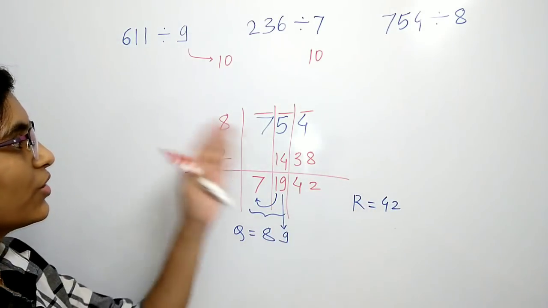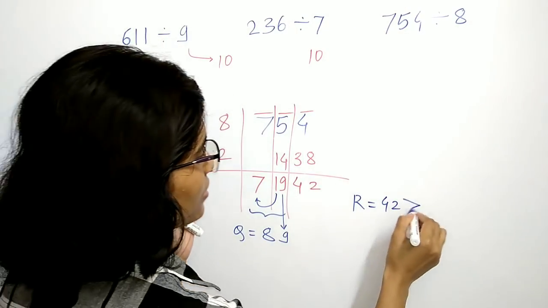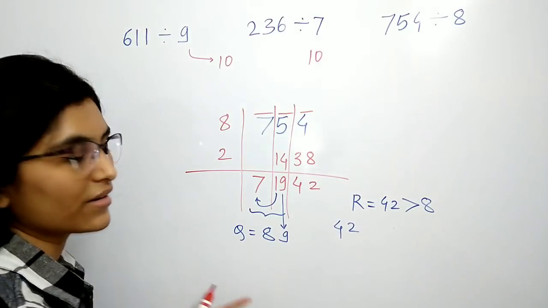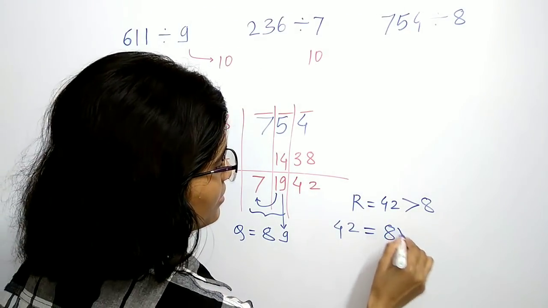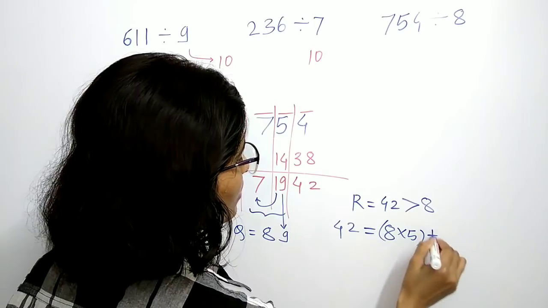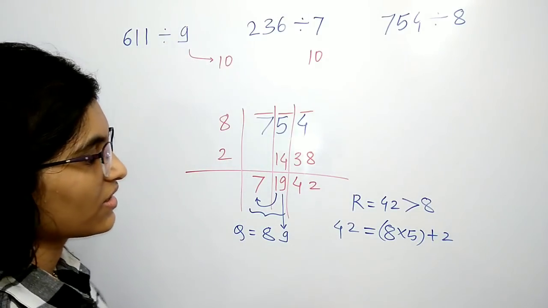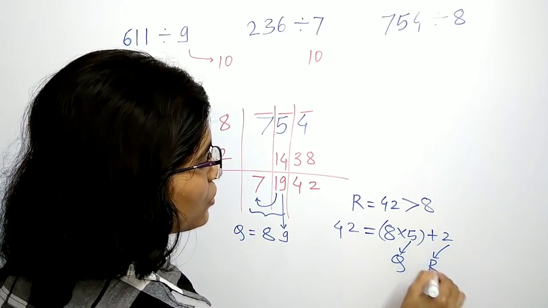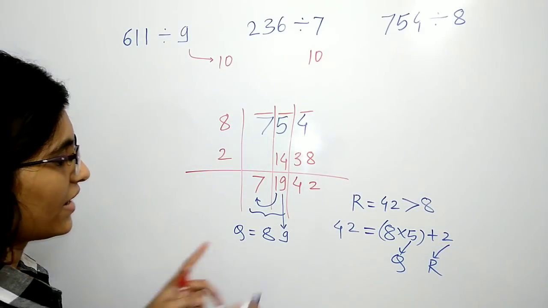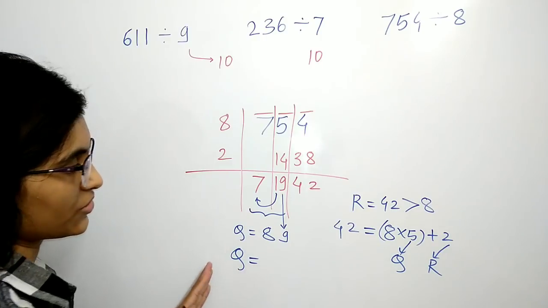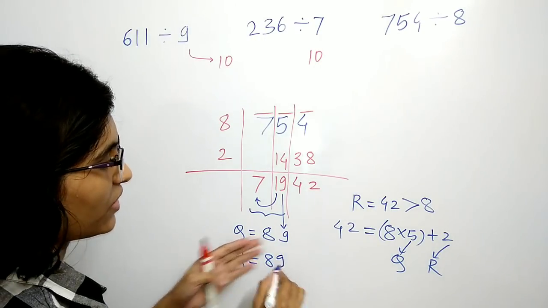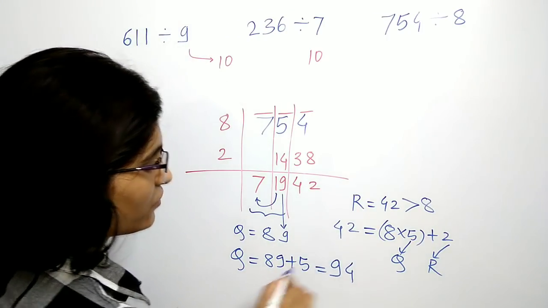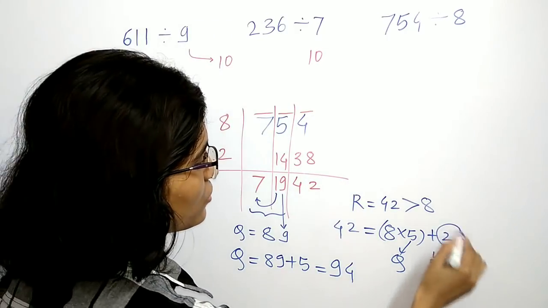Now clearly this 42 is greater than 8, right? So just take 42 and divide it by 8. So we have 8 times 5 plus 2, right? So in this case, the quotient is 5 and the remainder is 2, right? So just add. So our final quotient is this 89 plus this 5, which is 94, and the remainder is just 2.